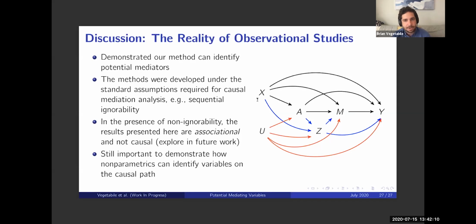But basically, you're more likely to be in the graph on the right in an observational setting than the graphs we set out at the beginning. But again, I'd contend it's important to demonstrate how non-parametrics can identify variables on the causal path in this way.